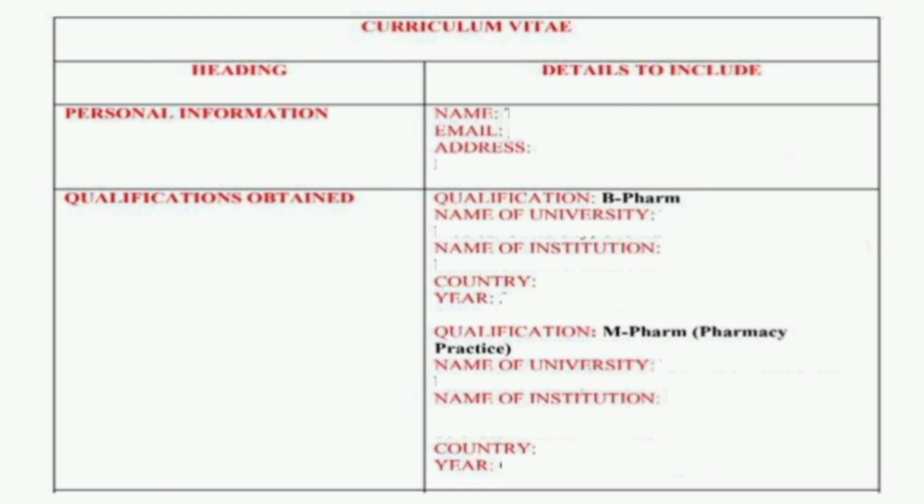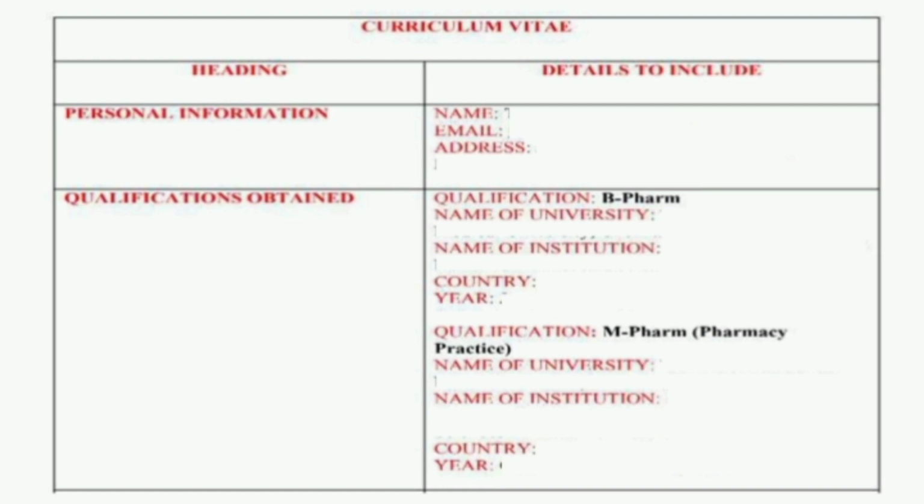And the next point is qualifications obtained. Whatever qualifications you have, you want to mention the whole details here. That means same as B Pharm, D Pharm, Pharm D, M Pharm. You can mention the details here. The details we want to include in this section are qualification, name of university, name of institution, country and year. The year or period of course you want to mention in this section.